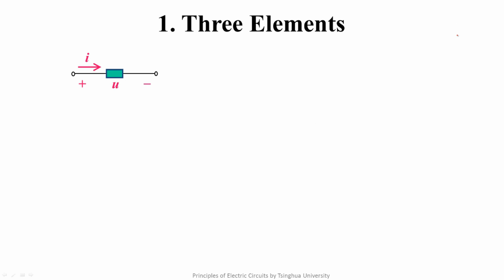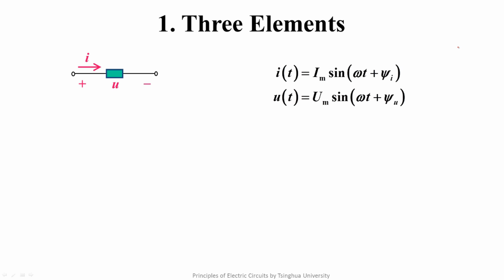Firstly, a sinusoid has 3 elements. Let's take the voltage and the current of a resistor as examples. Generally speaking, the voltage and the current can be expressed in the form in the figure. From the expressions, we can see that the first element of voltage and current is the amplitude. The amplitude of the current is Im. The amplitude of the voltage is Um. The subscript m means maximum.